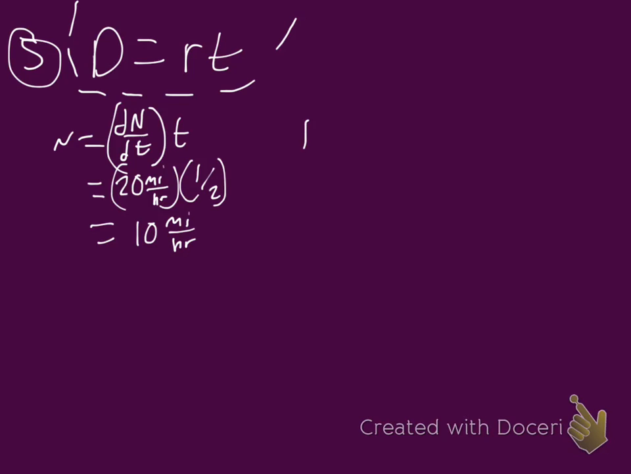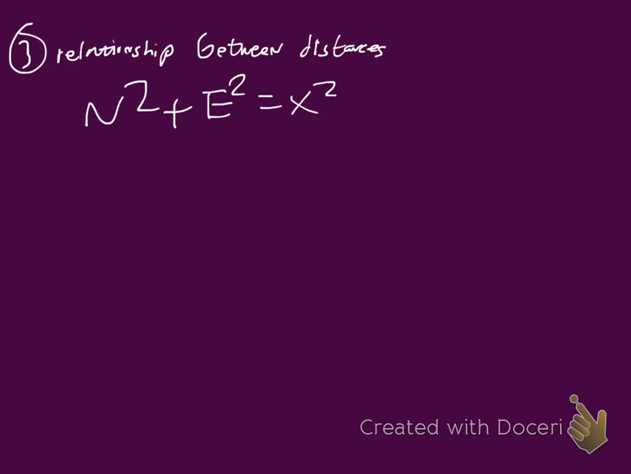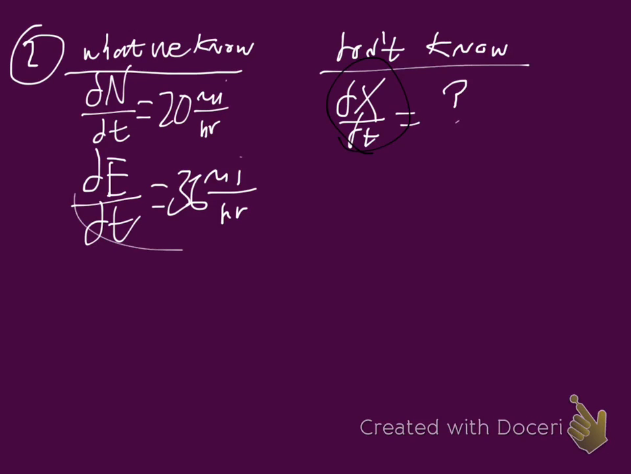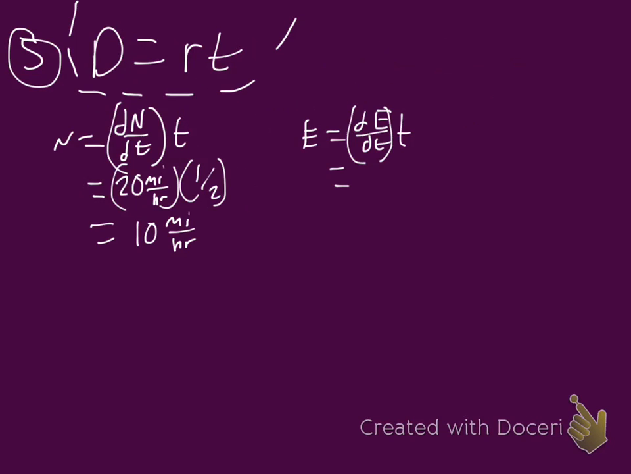We can also find what e is equal to. e is equal to dE/dt times t. So dE/dt was 36 miles an hour, right? So okay, that's not bad at all. And the time, of course, is a half hour again.